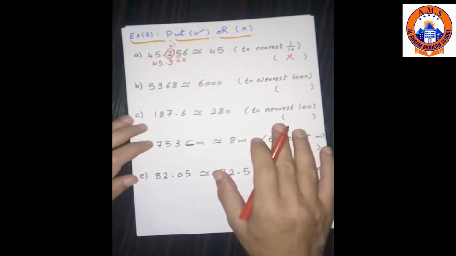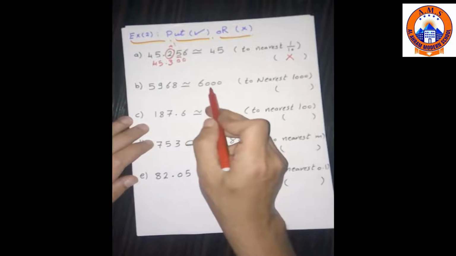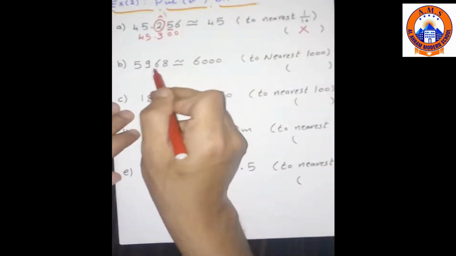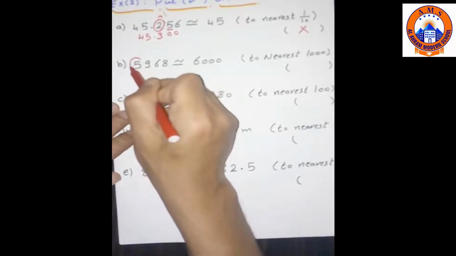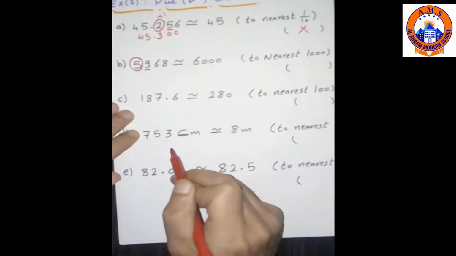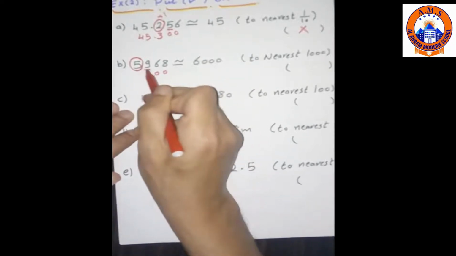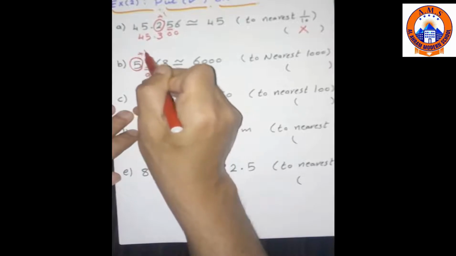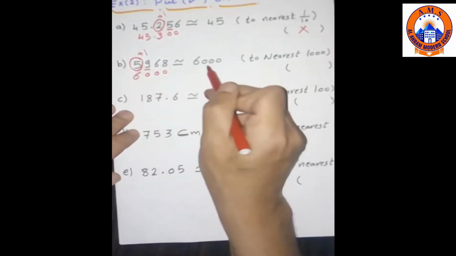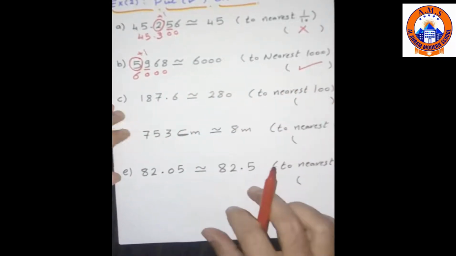Question number B. 5,968 is approximately equal to 6,000 when approximated to the nearest thousand. Here is the units, tens, hundreds, thousands. Here is the digit we want to approximate, and the following digit is 9. All the following digits turn into zeros, and 9 is a rich number. It will increase this 5 by 1, so 5 will become 6. As he said, the answer will be 6,000, so this is a right statement.